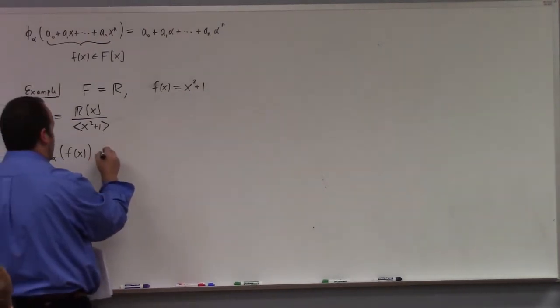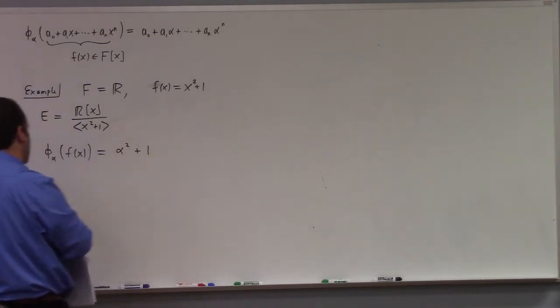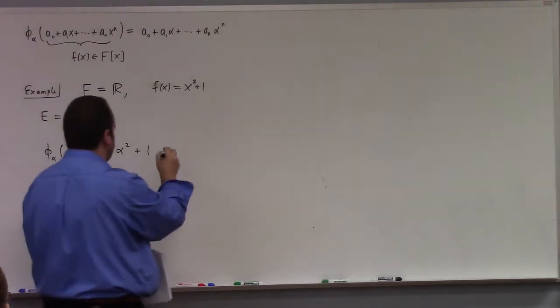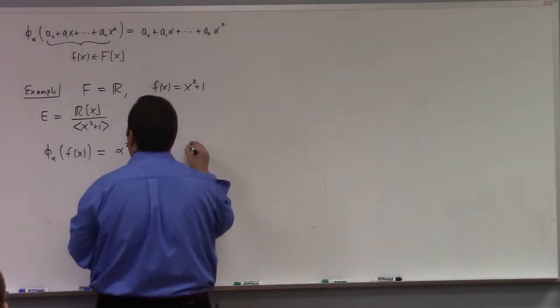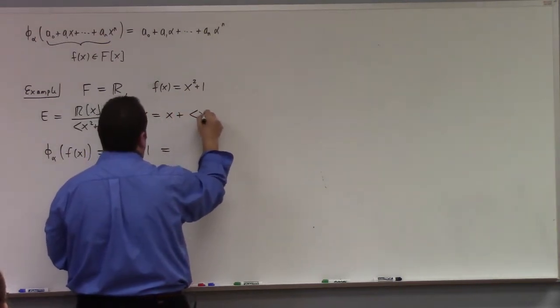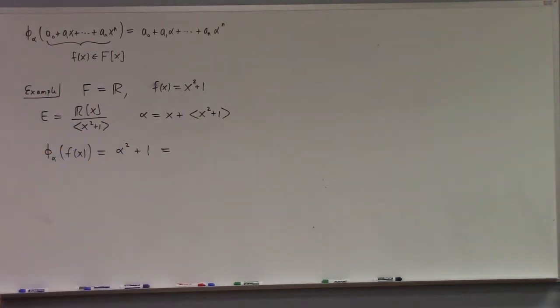So this is supposed to be, what, alpha squared plus 1. But what does that mean? Let's see here. Alpha, remember alpha was equal to what? Alpha was equal to x plus x squared plus 1. That was what we did in our proof of the theorem.